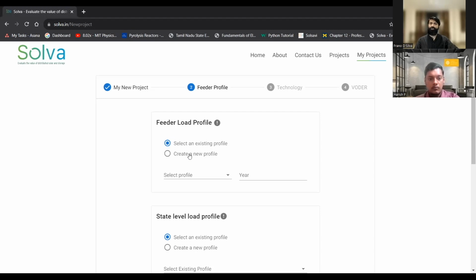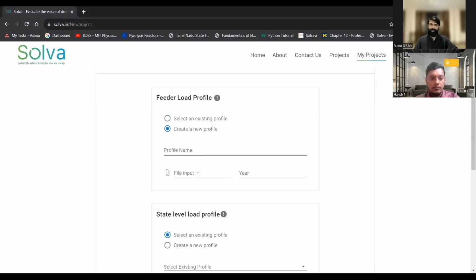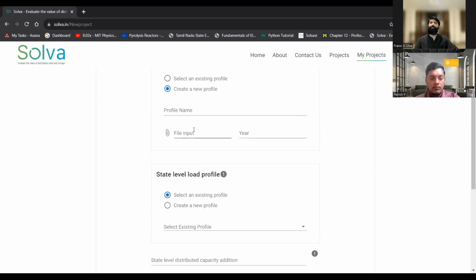So I will show you how to do an analysis, how to upload a profile or create a profile. You have to give a unique name, and you have to then upload a CSV file by providing the year for which that CSV file has the data.